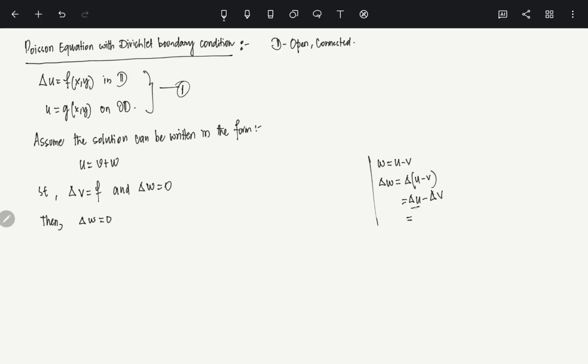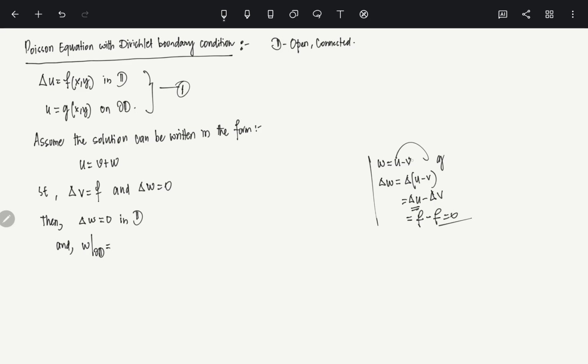And this is nothing but, you see, the Laplacian of U is given to be F, and the Laplacian of V is given to be F. So that gives you 0. So essentially it means that the Laplacian of W equals 0. Of course, we already had that, that's what we assumed. But the thing is also in the domain D, and also if you restrict W to the boundary of D, clear? What happens if you have that restriction? See, U restricted to the boundary is G, and V restricted to the boundary.